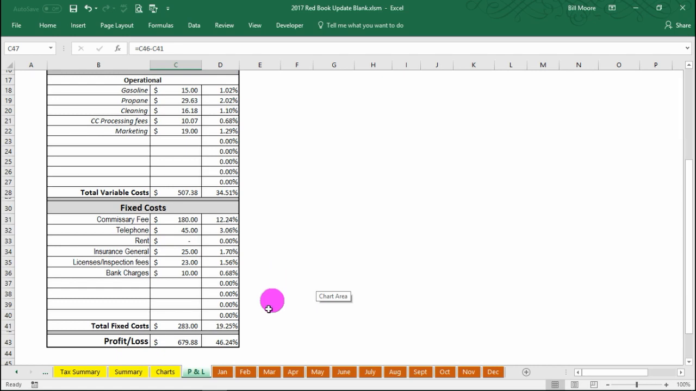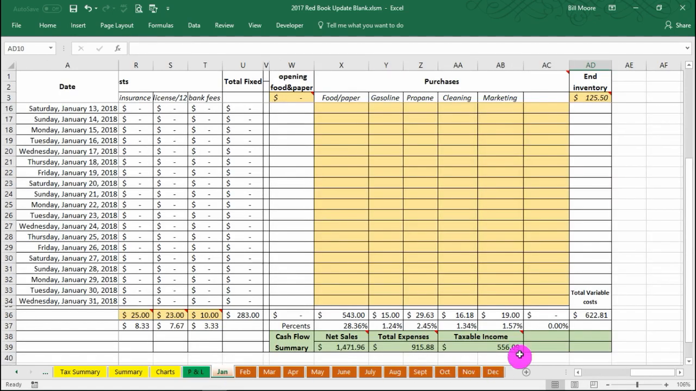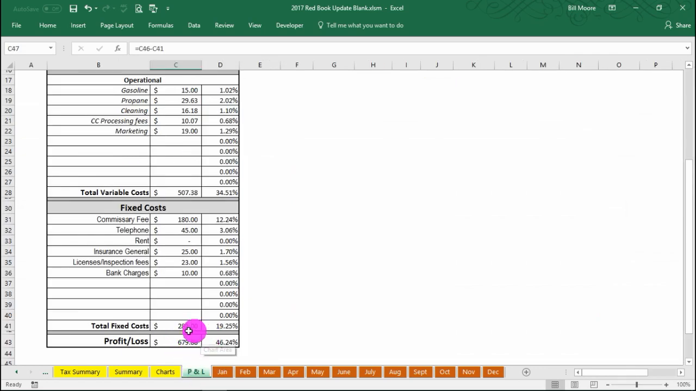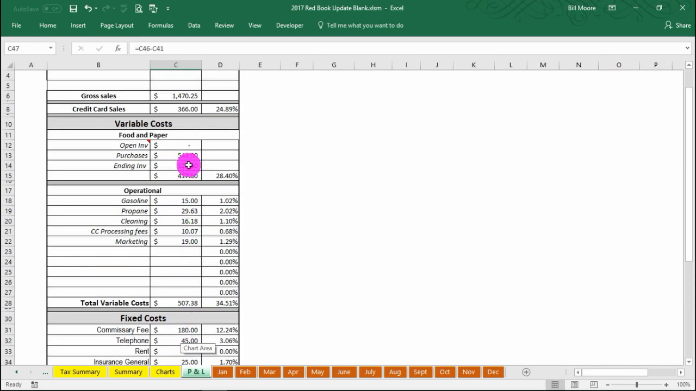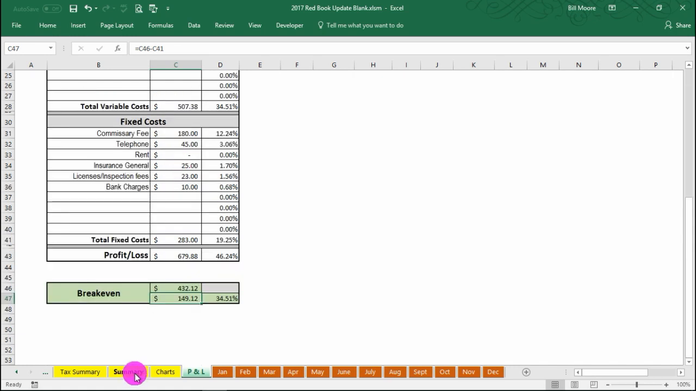Now, I know you're going, well, how do you have 600 when over here you only had 500? Notice that's taxable income. The reason that this is showing me with a bigger amount there is because some of that money is tied up in inventory. All right, so that is that set up.